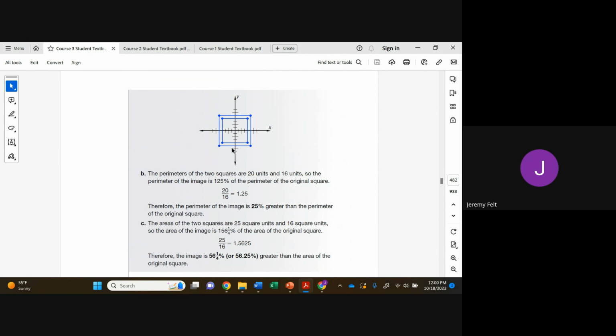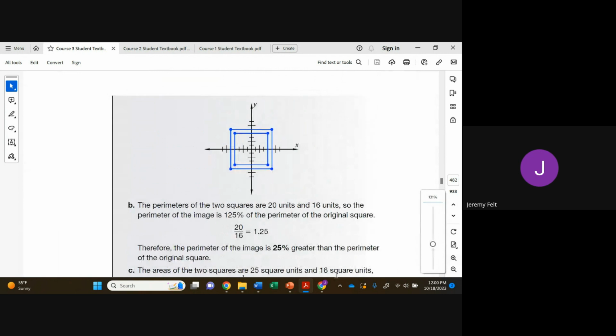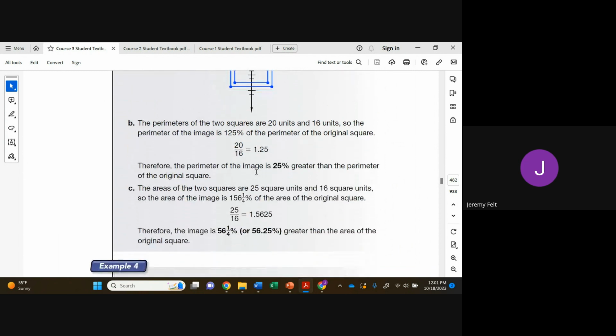Now the larger square is 1, 2, 3, 4, 5, 6, 7, 8, 9, 10. So a 10 by 10. So the perimeter becomes from 32 to 40, which is 32 times 1.25 does equal 40. And then the area of the inner one was 8 by 8, so 8 times 8 is 64. The outer one was a 10 by 10 square, so 10 times 10 is 100.